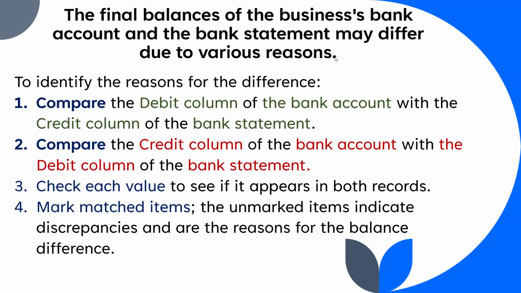So when comparing, the debit column of your bank account has to be checked with the credit column of your bank statement. Just like that, the credit column of your bank account should be compared with the debit column of your bank statement. So the opposite ways: you have to check debit with credit and credit with debit. Are we all good with these two steps? Come on, I want a yes in the chat box if you're all good with that.